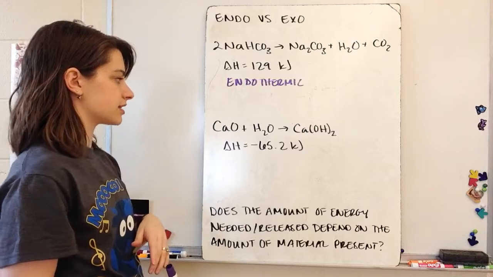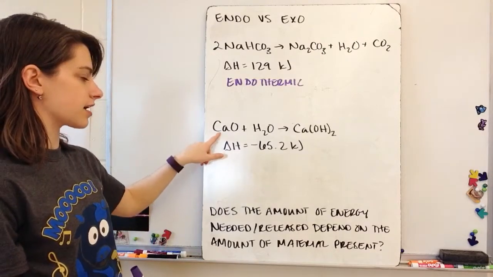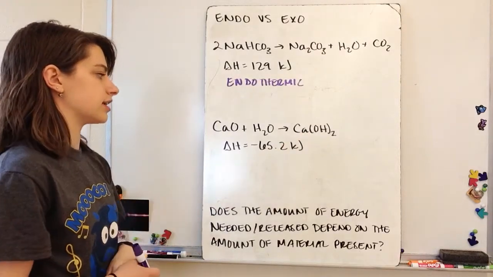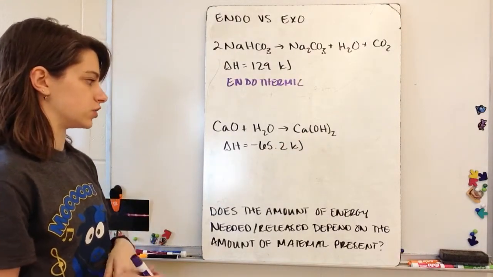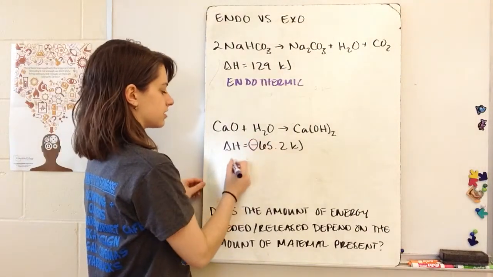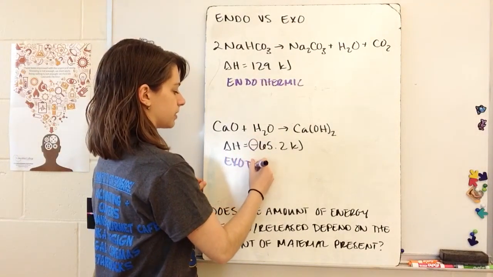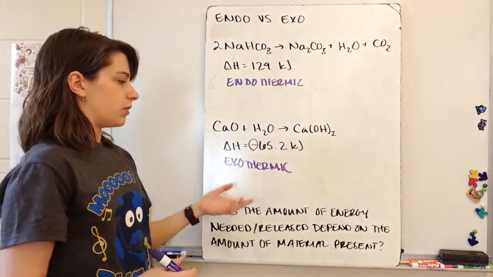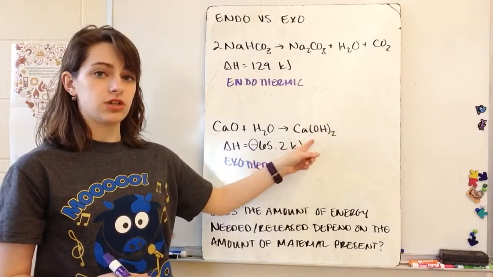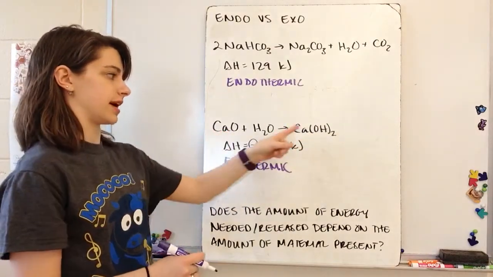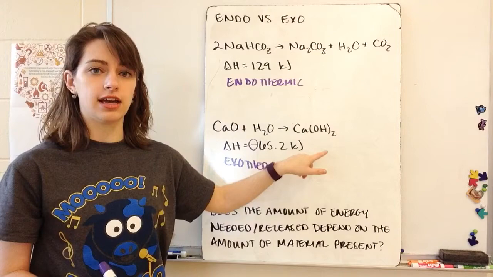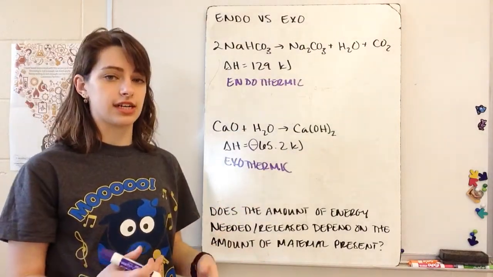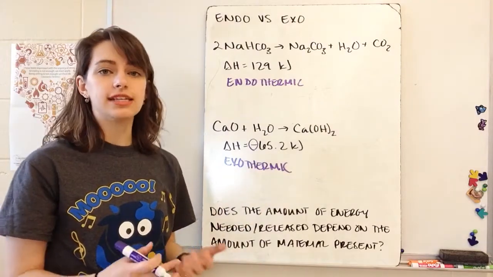Let's look at our second example. Our second example is calcium oxide reacting with water to form calcium hydroxide. And from this, we can see that our delta H is negative 65.2 kilojoules. This negative right here tells us that this is an exothermic process, which means we get more energy out when we form these new bonds than it takes to break these existing bonds. In this case, it's the product side that is going to release more energy than the reactant side is going to take. So that excess energy is going to come out of the reaction, and this would feel hot.